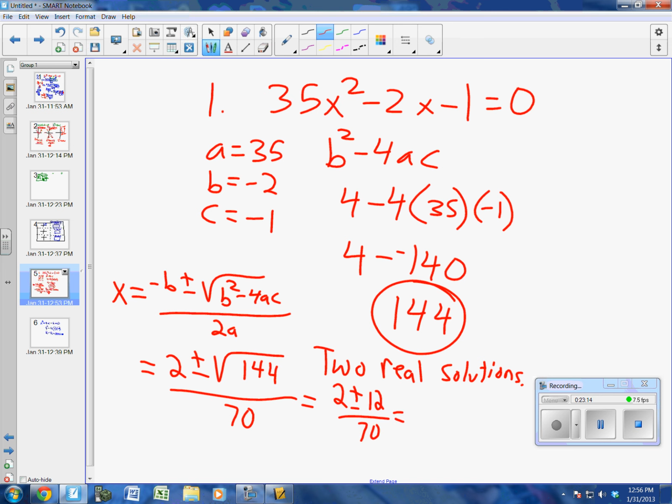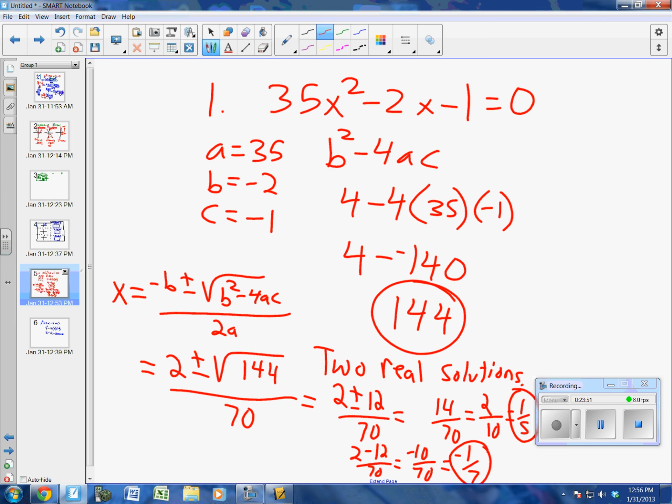So your 2 answers are going to be 2 plus 12 is 14 over 70, which reduces to, not 7 over 10, 7 will go into that twice, which is equal to 1/5, right? Your other answer is going to be 2 minus 12, which is going to be -10 over 70, which is equal to a -1/7. Okay?